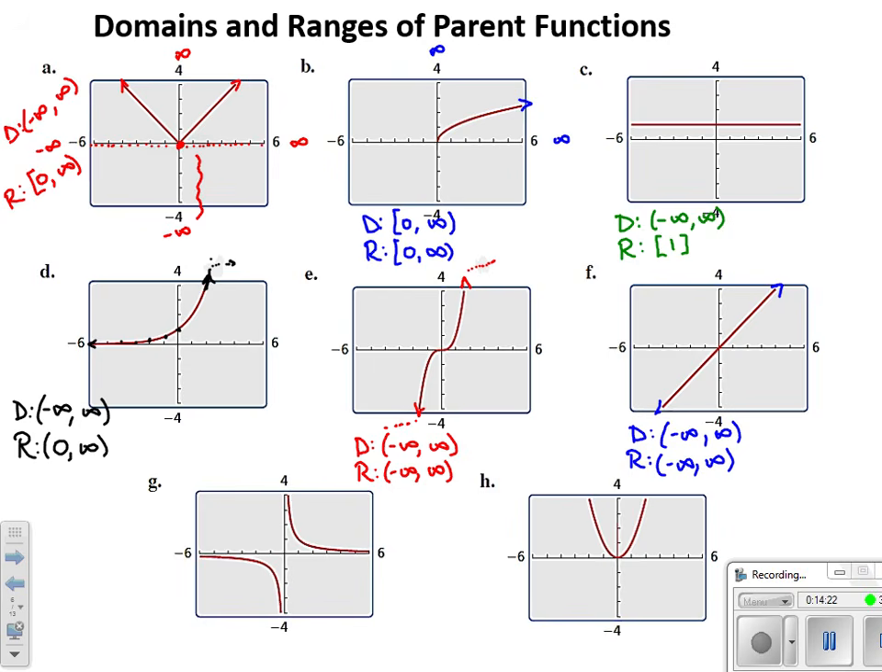Now, for letter G, this one's interesting. If I think about x values, I'm getting heights, getting heights, getting heights, and then at 0, it breaks. And as soon as I get past 0, the graph reappears. So for my domain, if I'm reading this from left to right, I'm going from negative infinity all the way up to 0, not including it. And then I've got another interval that goes from 0 to positive infinity. If I want to include both of those, we put a U in between them representing the word union.